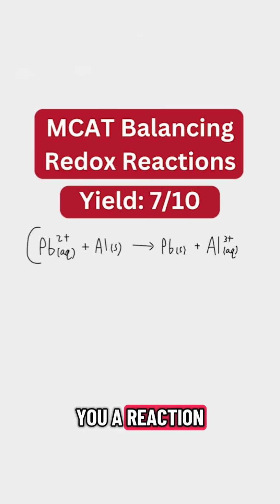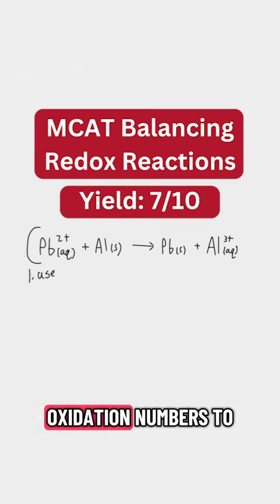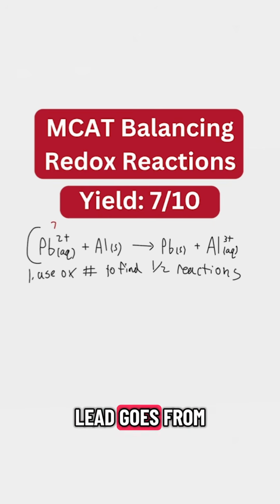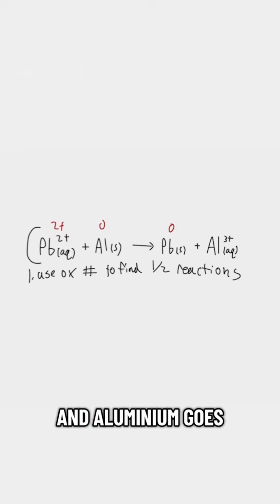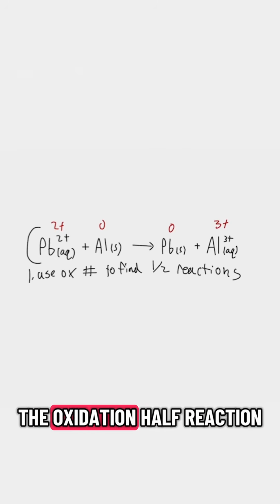Anytime they give you a reaction and then tell you to find the balanced redox reaction, your first step is to use oxidation numbers to find the half reactions. Lead goes from 2 plus to 0, and aluminum goes from 0 to 3 plus. That means that lead is the reduction half reaction and aluminum is the oxidation half reaction.